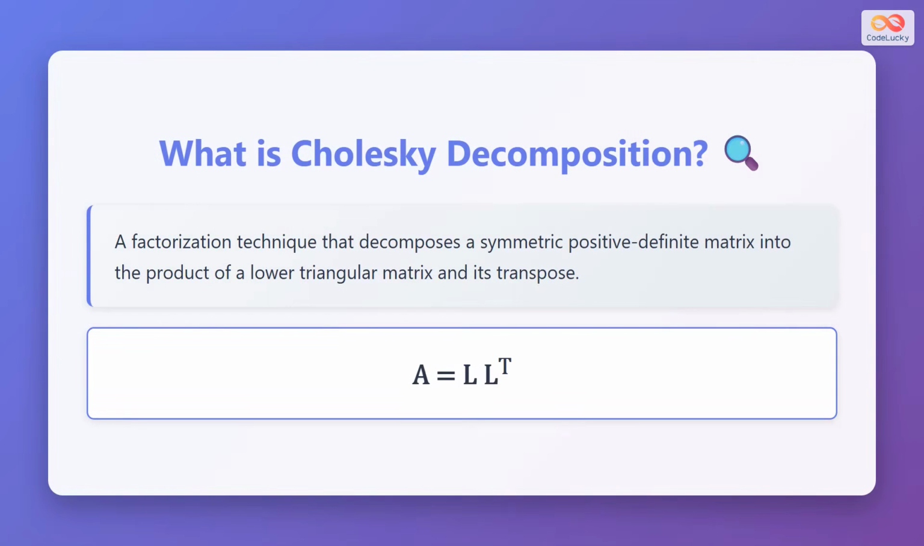Cholesky decomposition is a factorization technique that breaks down a symmetric positive definite matrix into the product of a lower triangular matrix and its transpose. The mathematical formula is A equals L times L transpose, where A is our original matrix and L is the lower triangular matrix. This decomposition is unique for each qualifying matrix and provides a computationally efficient way to work with complex matrix operations.